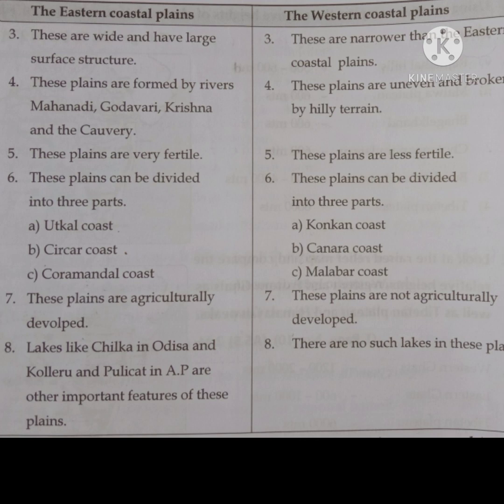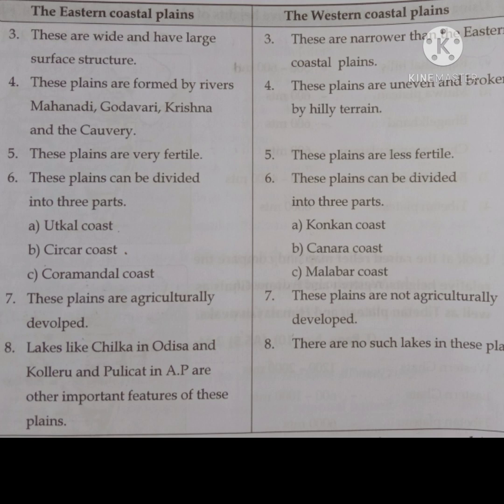The eastern coastal plains are wide and have large surface structure. The western coastal plains are narrower than the eastern coastal plains. The eastern coastal plains are formed by rivers Mahanadi, Godavari, Krishna and the Kaveri. The western coastal plains are uneven and broken by hilly terrain. Next, 5th point. The eastern coastal plains are very fertile, but the western coastal plains are less fertile.